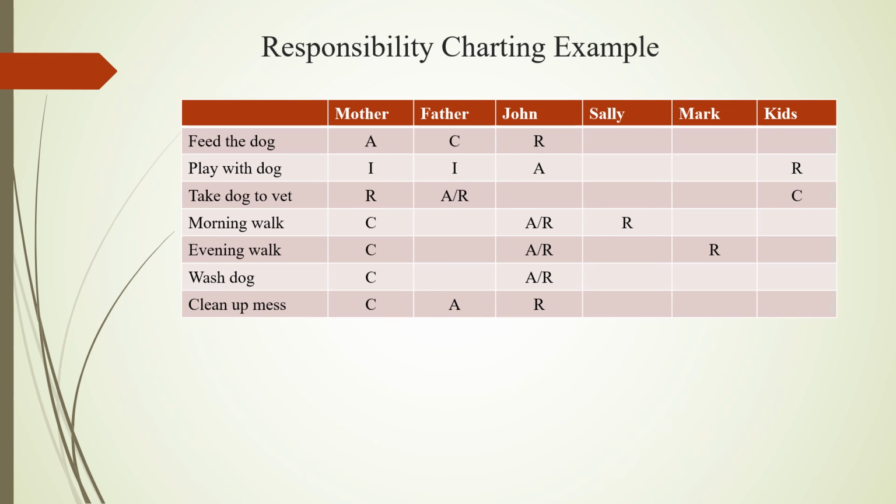Next, the example of responsibility charting. As we can see here: mother, father, John, Sally, Mark, kids. Feed the dog. Mother is assigned accountable, father is assigned consult, and John is assigned responsible. Play with the dog. Mother is assigned inform, and father is assigned inform as well, and John is assigned accountable, and kids are assigned responsible.